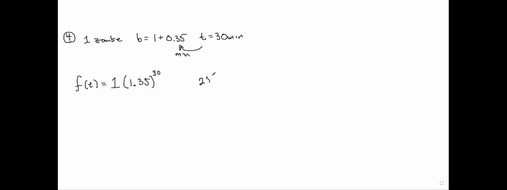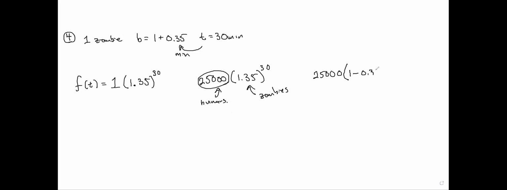Some of you might have written 25,000 times 1.35. That's not true. Why? This is talking about the growth of zombies. This is talking about the amount of humans left over. Is this the starting value of all the zombies? No. This is the starting value of the humans. Some people might have also written, okay, if I'm growing by 35%, maybe I am decreasing by 35%. That's also not true, because the growth rate of a zombie of 35% is not equal to the same percent of 25,000.